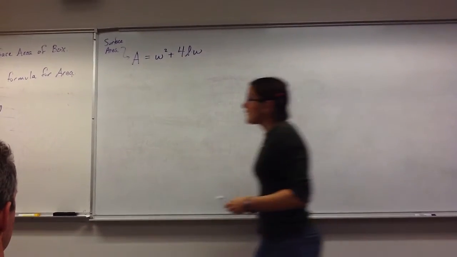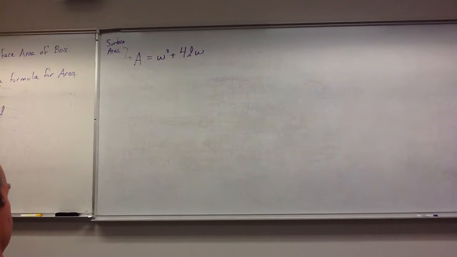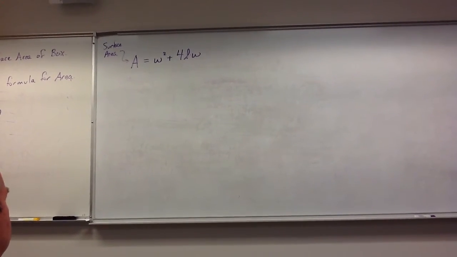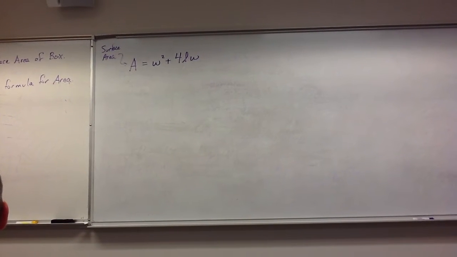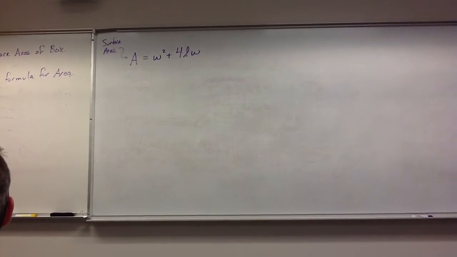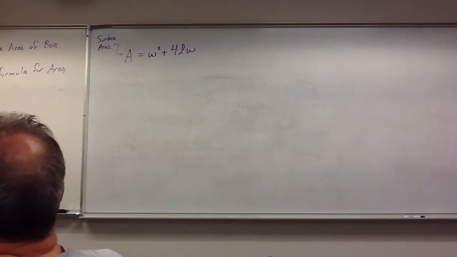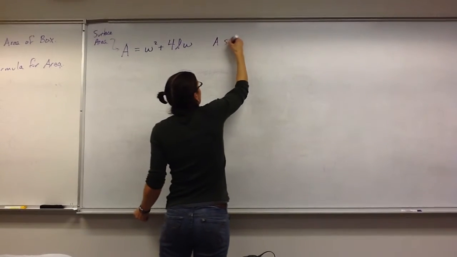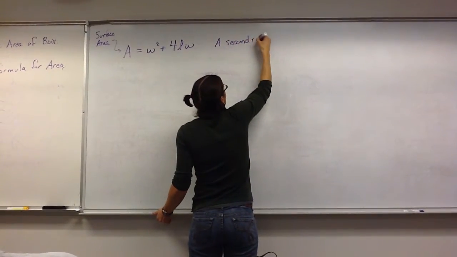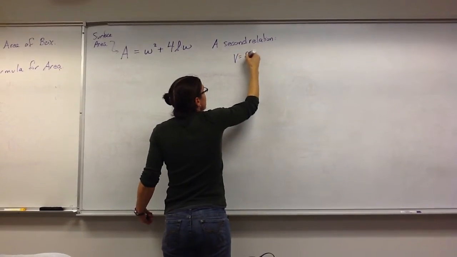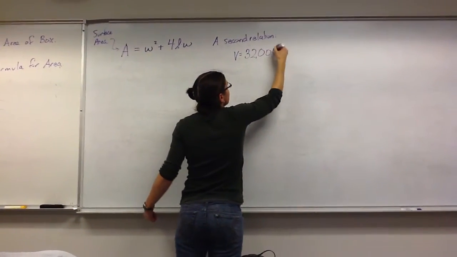Okay, so I go back over here to my statement. A box with a square base and open top must have a volume of 32,000 cubic centimeters. Find the dimensions of the box that minimize the amount of material used. So the only other piece of information I have in here is the 32,000. And so I know that my volume, so a second relation, is that volume must be 32,000.